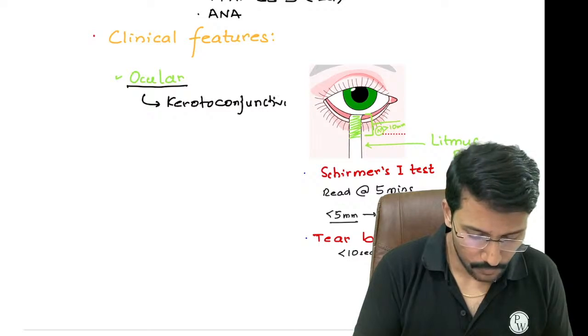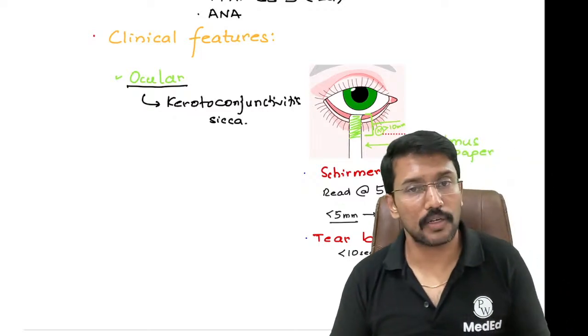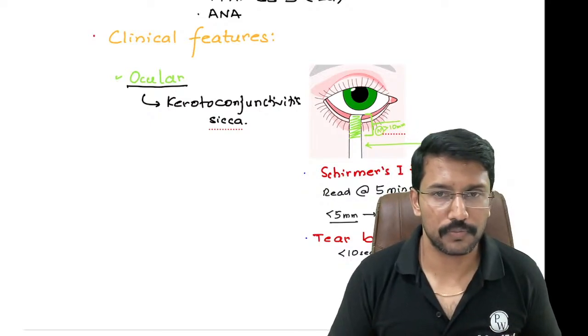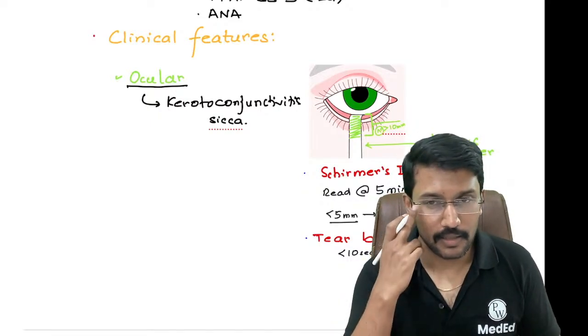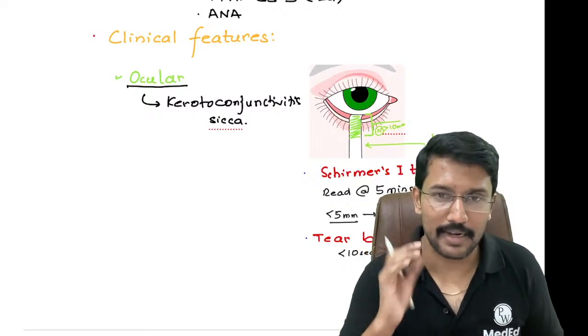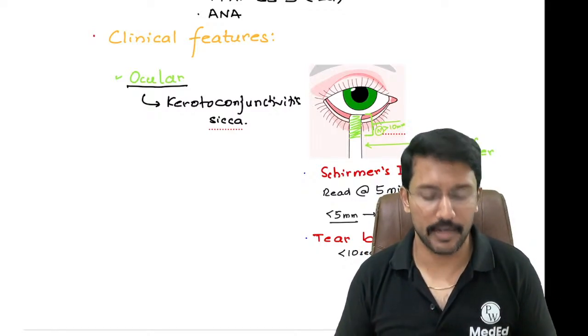Keratoconjunctivitis sicca. That is why Sjögren syndrome is also called sicca syndrome, right? What does that mean? There is inflammation of the conjunctiva and the cornea because of the dryness, right? Now how do I identify?